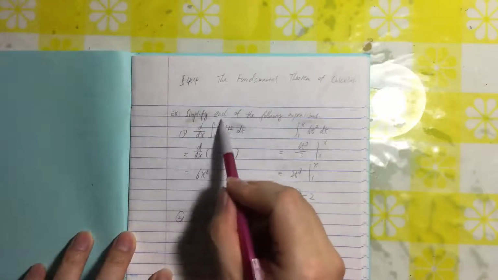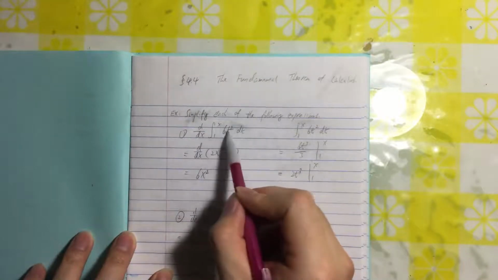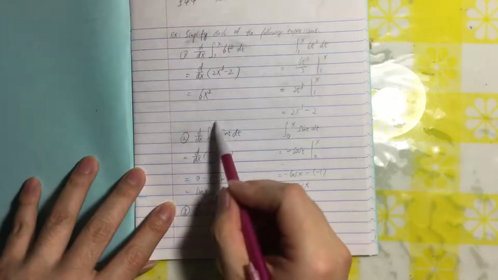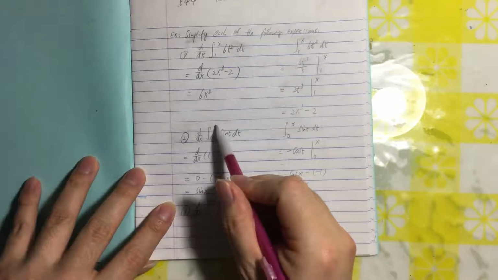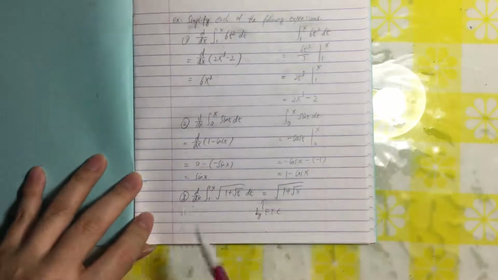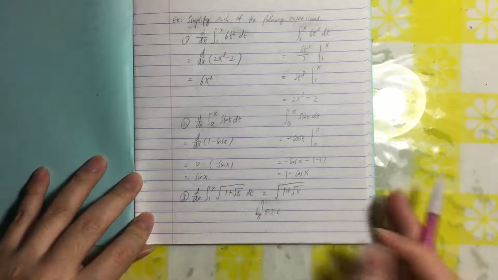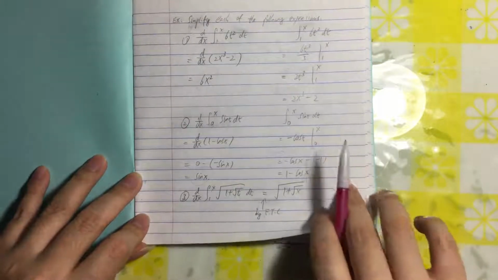The derivative undoes the integral in this form. We plug in the upper limit for t. That's what the fundamental theorem of calculus says.